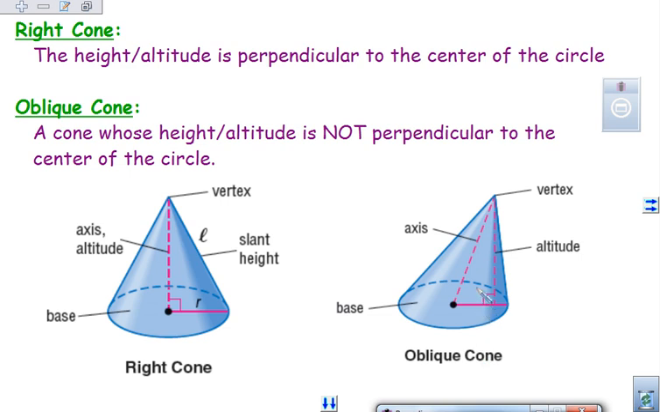A right cone, the height or altitude is always perpendicular to the center of the circle. An oblique cone is a cone whose height or altitude is not perpendicular to the center of the circle. So take a look at our vocab words. Here's our base, there's our slant height again, cursive L, there's our vertex and our height. And then there is the slant height we don't have because it's different depending on where you measure it.